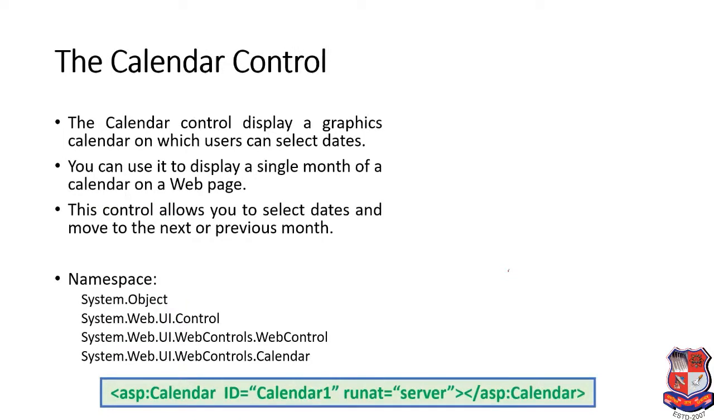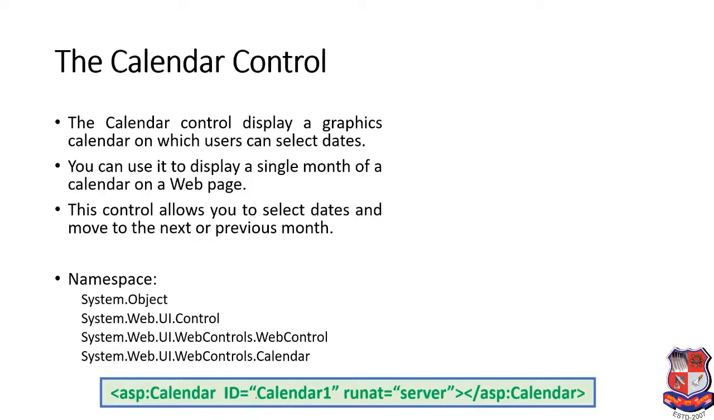The calendar control displays a graphical calendar on which the user can select dates. This control exists in the System.Web.UI.WebControls namespace. You can use the calendar control to display a single month of a calendar on a web page. This control allows you to select dates and move to the next or previous month. You can select a single day, week or month by setting the SelectionMode property.